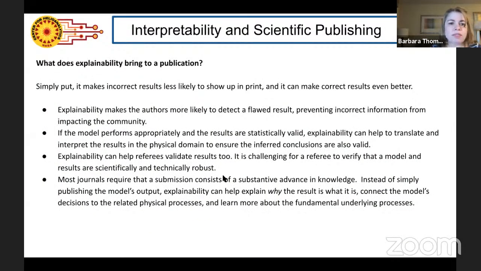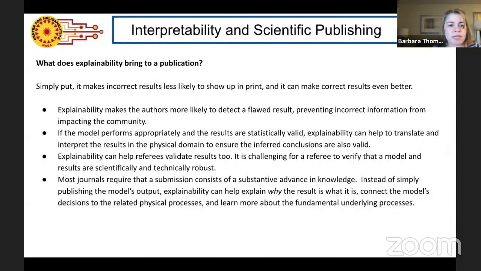And so what does interpretability and explainability bring to a publication? Simply put, it makes your incorrect results less likely to show up, and it can make correct results even better. When Abby was talking about how certain our results are and how do we understand them, those are both very important parts of bringing your publication to the community. A paper isn't supposed to just tell you what you did, it's supposed to tell you what the significance of it is and how our understanding of the subject matter has been advanced by it.